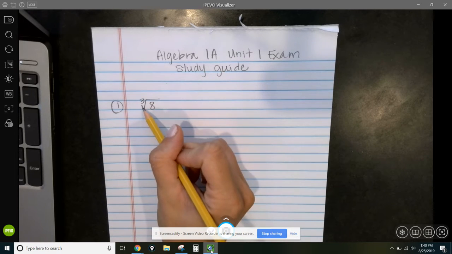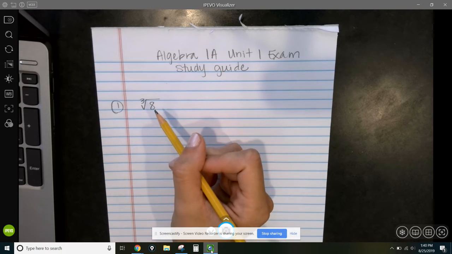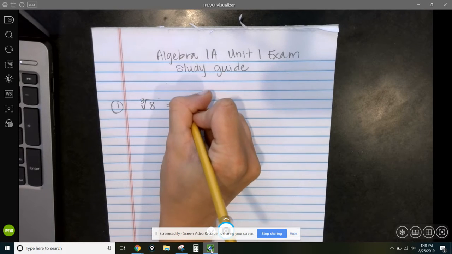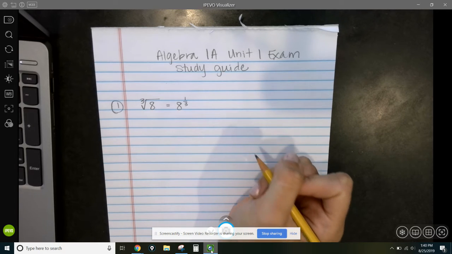So you should remember that the cube root of something, you can actually write that also as an exponent using a fraction. So the cube root of 8 is the same as writing 8 to the 1/3 power. So that's how you would rewrite that. Let's look at another one.